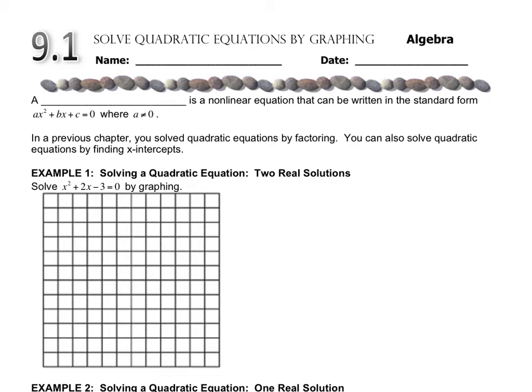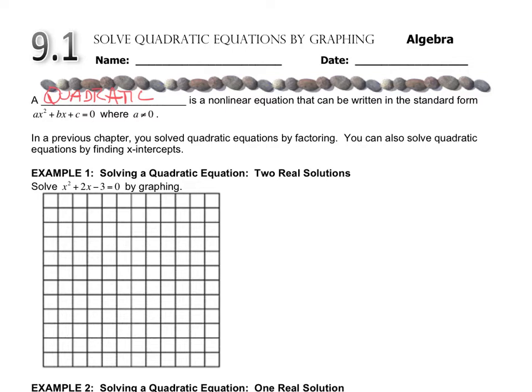Today we're going to talk about solving quadratic equations by graphing. In the previous chapter we solved quadratic equations with factoring, but we can also solve quadratic equations by finding the x-intercepts. A quadratic is a nonlinear equation that can be written in the standard form ax squared plus bx plus c equals 0 when a is not equal to 0.